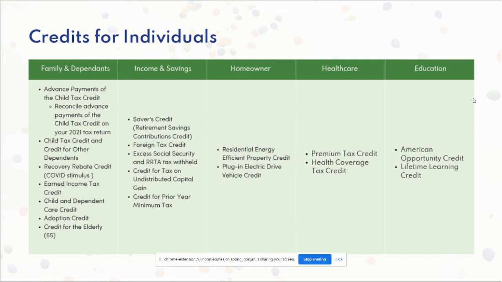If you're in the marketplace for health insurance, there is the premium tax credit and the health coverage tax credit. And finally, if you are a student or you have students as dependents, in the first 4 years of college there is the American Opportunity Credit, and after that, there's the Lifetime Learning Credit.